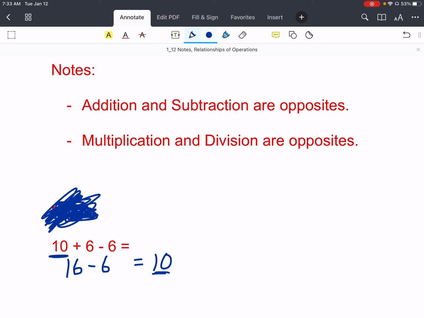And that's going to be really important to understand when we do equations. So we have taken a number, and when you add a number and then subtract that same number, all you're going to be left with is your original number. So we could have picked any number besides 6. We could have done 10 plus 100 and then minus 100 and still ended up with 10 because addition and subtraction are exact opposites.